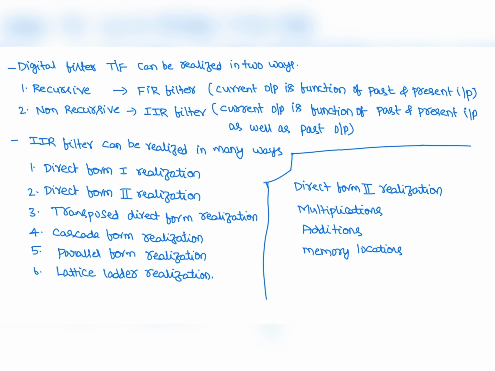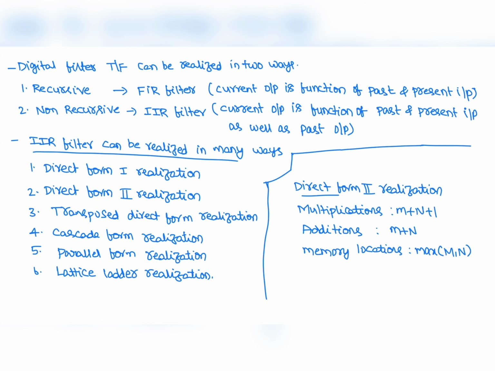as past outputs. This IIR filter can be realized in many ways, that is direct form 1 realization, direct form 2 realization, transposed direct form realization, cascaded form realization, parallel form, as well as lattice ladder realizations. In direct form 2 realization, there are m plus n plus 1 multiplications, m plus n additions, and a maximum of m comma n memory locations.